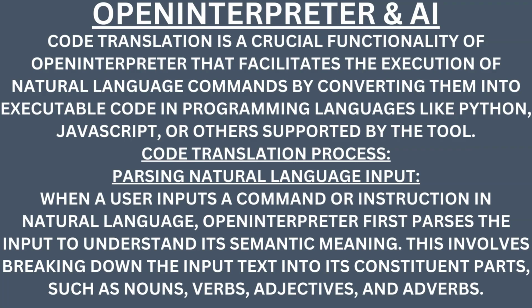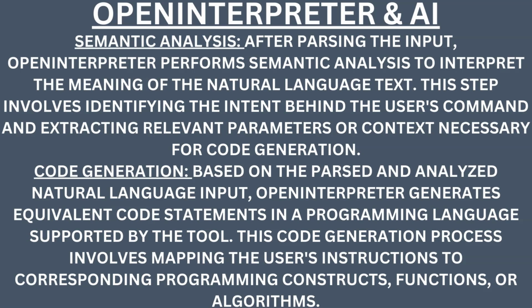Code translation process. Parsing natural language input. When a user inputs a command or instruction in natural language, Open Interpreter first parses the input to understand its semantic meaning. This involves breaking down the input text into its constituent parts such as nouns, verbs, adjectives, and adverbs. Semantic analysis. After parsing the input, Open Interpreter performs semantic analysis to interpret the meaning of the natural language text. This step involves identifying the intent behind the user's command and extracting relevant parameters or context necessary for code generation.